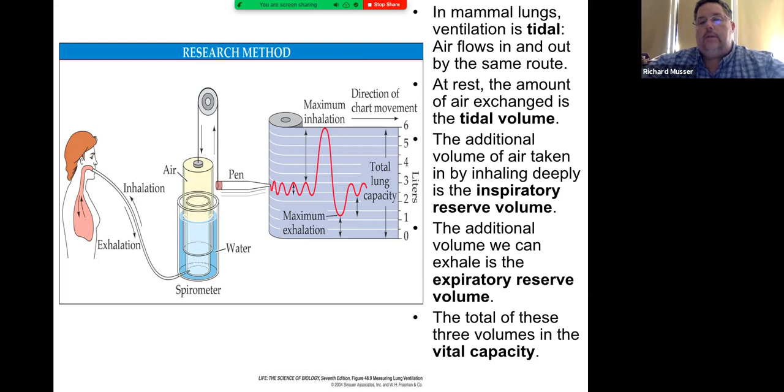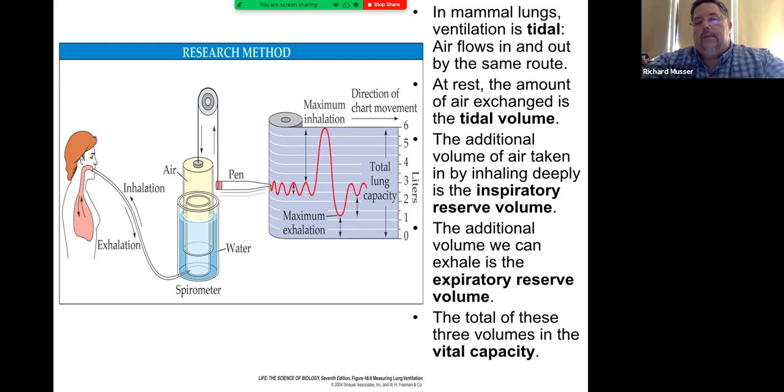At rest, the amount of air exchange is the tidal volume. So while you're sitting here watching this video, you'd be looking at your tidal volume, which would just be a little bit of inhalation, a little bit of exhalation. You'd always have a little bit of air in your lungs. You weren't maximizing the amount of inhalation or pushing out as much air as possible. In mammals, as long as you're alive, your lungs always have a little bit of air. On your last breath, they call it the death rattle, and you have a little bit of sputum, that's usually a little bit of that air in your lungs collapsing.